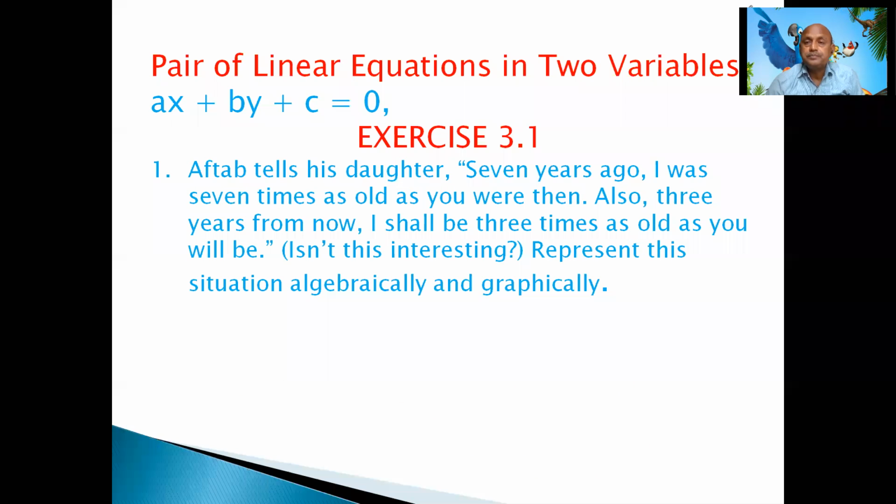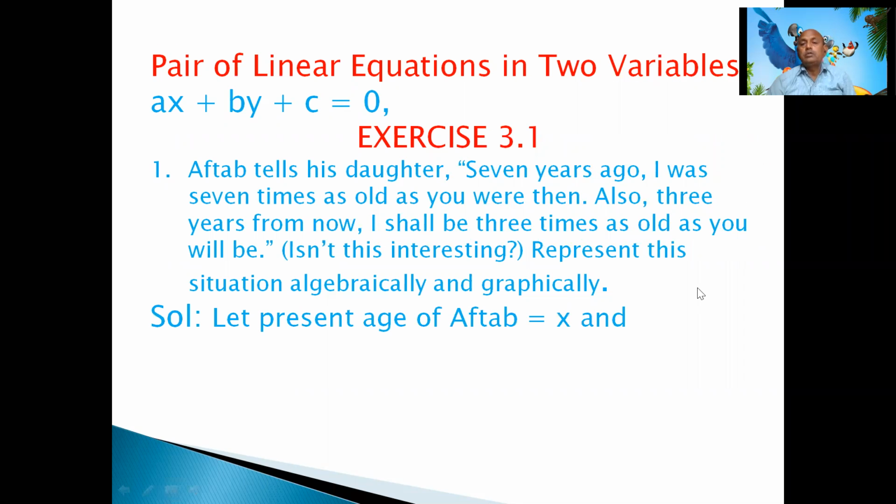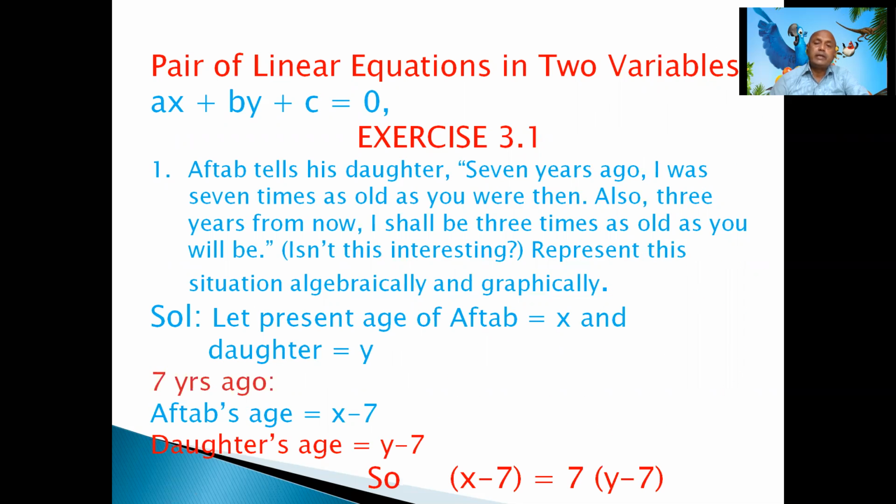Now see here, according to the first condition, first we will suppose their ages. Aftab's age is x and the daughter's age is y. So let the present age of Aftab be x and the daughter's be y. 7 years ago Aftab was x minus 7 and the daughter was y minus 7. Now the relation in their ages is 7 times. So solve it, you will get x minus 7 is equal to 7y minus 49.